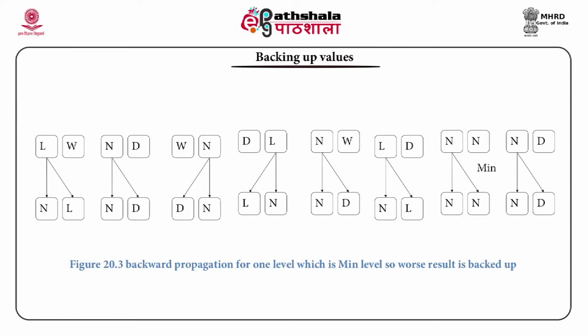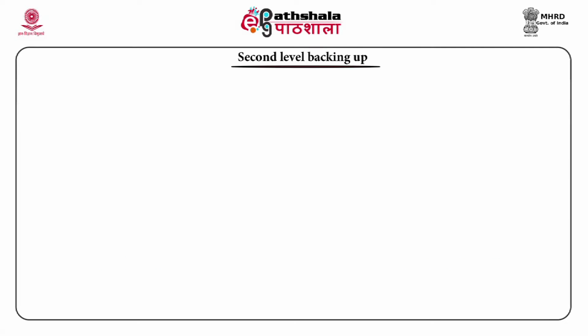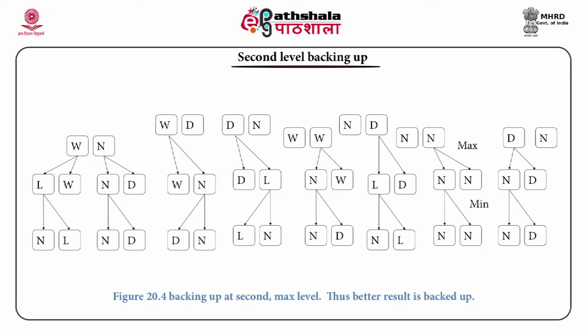L and N again, he chooses L, and N and D again, it chooses N, N and L, N and N, and N and D. And there is no win yet. If one of them is a win, what will that person do? That person will not back it up, okay? Because he is an opponent. And you can see that there are some winning already, okay?